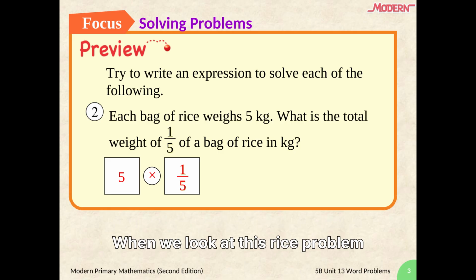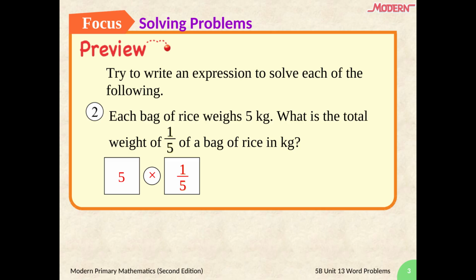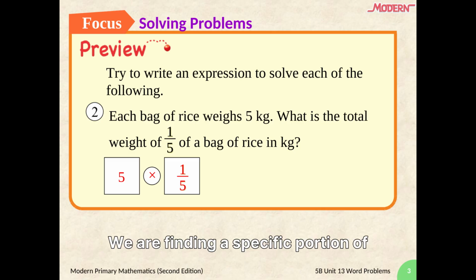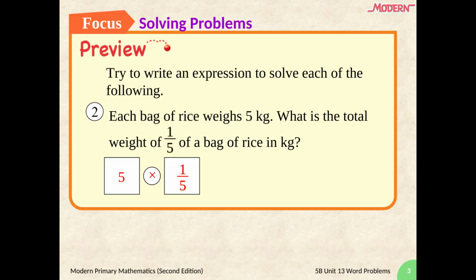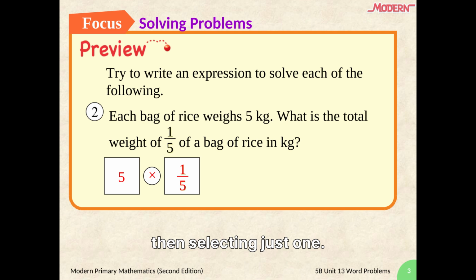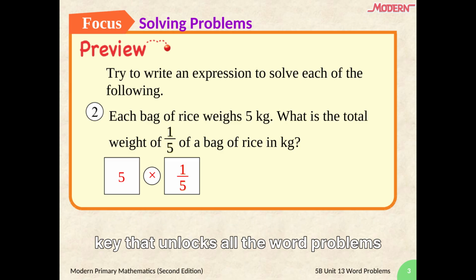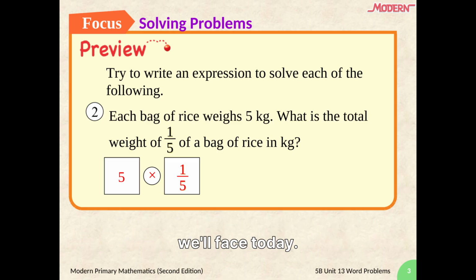When we look at this rice problem asking for 1/5 of 5 kilograms, we aren't just doing a random calculation. We are finding a specific portion of a whole quantity. Think of it as taking that 5 kilos and dividing it into 5 equal piles, then selecting just one. This conceptual understanding that "of" means multiplication is the key that unlocks all the word problems we'll face today.